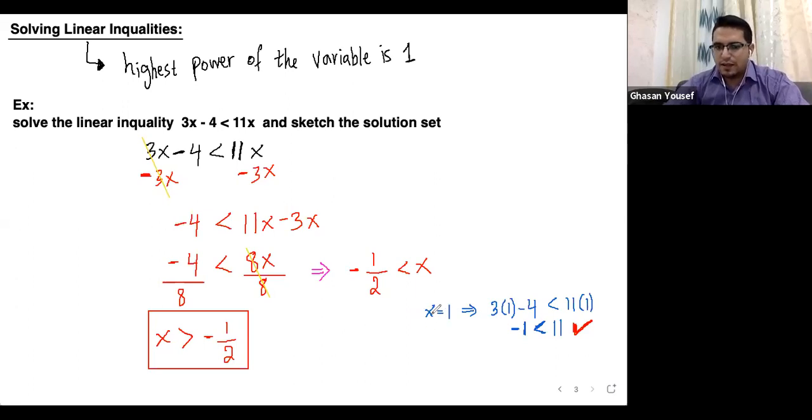So some student picks x equal 1 and I plug it inside this inequality, and it gives me a correct statement: minus 1 is less than 11. Now let's pick any number less than minus 1/2 to check that this solution will not satisfy this inequality.